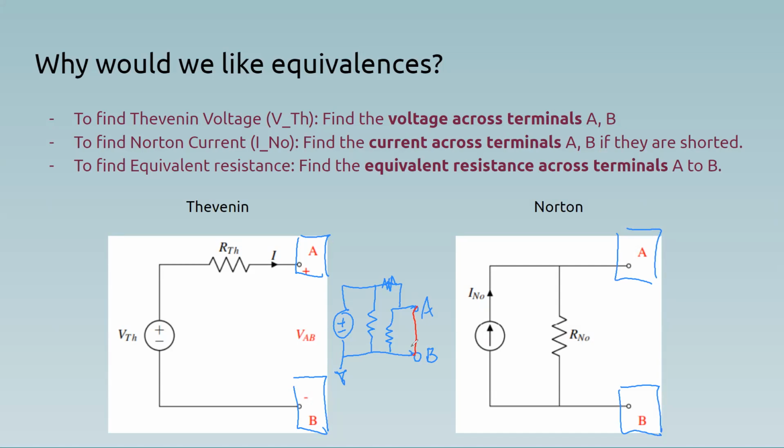Last but not least, we can also find the Thevenin or Norton resistance. Both of these values are actually equal. It's finding the equivalent resistance between the terminals A and B. And when you're finding the equivalent resistance, you also need to zero out the independent sources. We'll go through an example about how to find the equivalences later, but make sure to remember this.